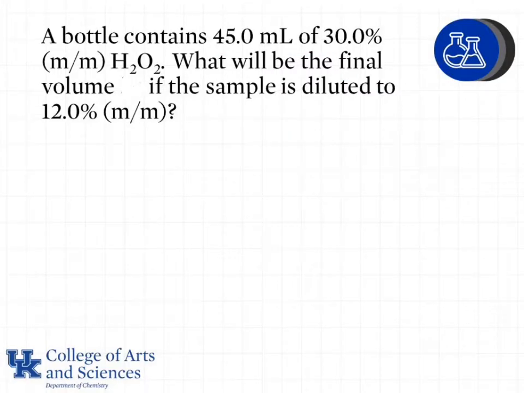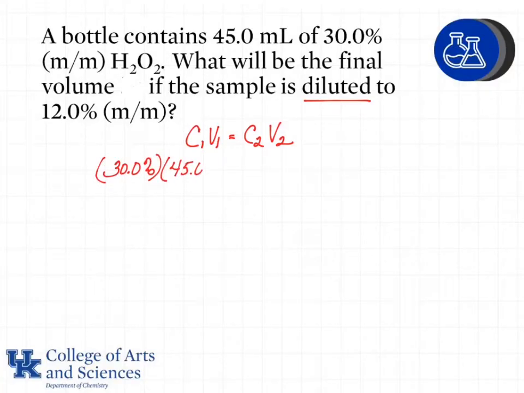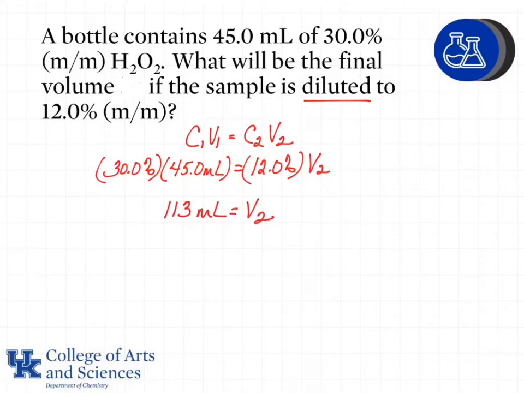A bottle contains 45 milliliters of 30% by mass H2O2. What will be the final volume if the sample is diluted to 12% by mass? Again, we see the word diluted, letting us know we're dealing with a dilution problem, and we can use the equation C1V1 equals C2V2. Our initial concentration is 30%, and our initial volume is 45 milliliters. Our final concentration is 12%, and our final volume is our unknown that we're solving for. When we do the math, we find that our final volume is 113 milliliters. Note that the concentrations are both in mass percent and the volumes are both in milliliters.